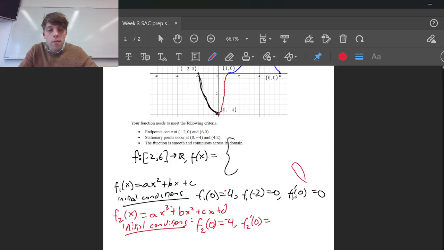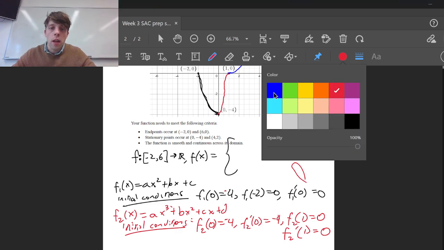Let's just move on. So f2 of 0 was equal to -4, as we can see, because this point lies on the curve. We also have that the second function at the point 1 is equal to 0, because the point (1, 0) lies on the curve. And lastly, this point here, f2 of 1, is a stationary point of inflection, so its derivative also needs to equal 0. So those are my initial conditions for that blue curve.